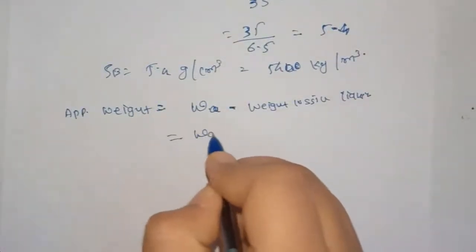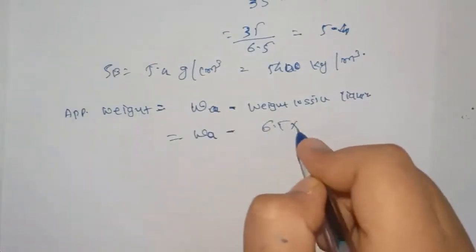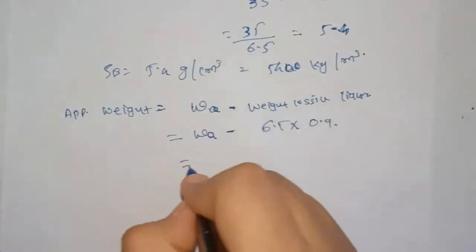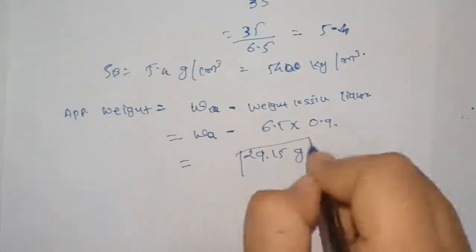So that will be weight in air minus 6.5 into 0.9. That will give us the answer 29.15 gram.